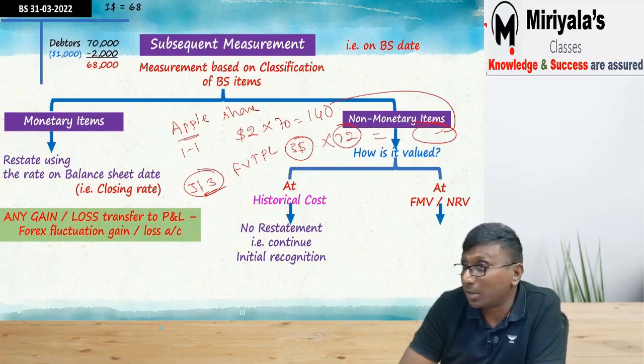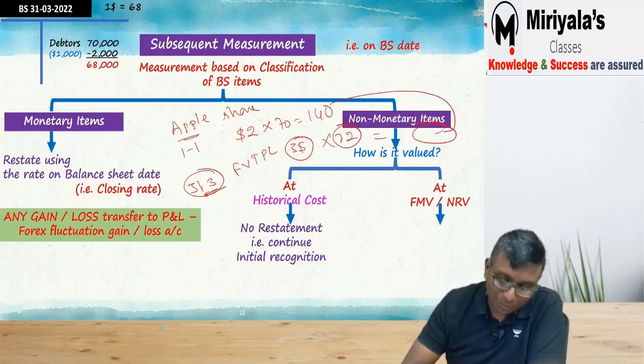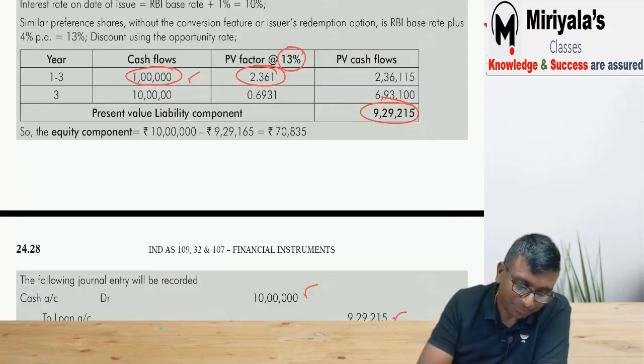Okay. But listen, here no foreign exchange fluctuation gain or loss will come. Understood? What did I say? Tell me. Where is the fluctuation gain or loss? Listen.